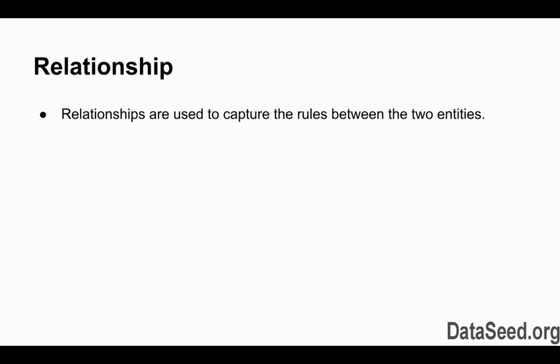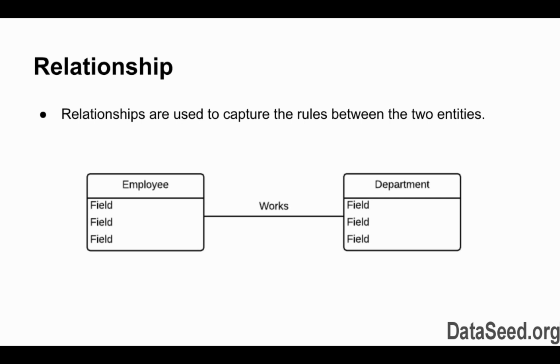The next component is relationships. Relationship is used to capture the rules between two entities. For example, if we consider two entities as employee and department, as shown in the picture, the relationship can be something like an employee works in a department, or a department may have many employees. So this tells us what the rules of connection between employee and department are.